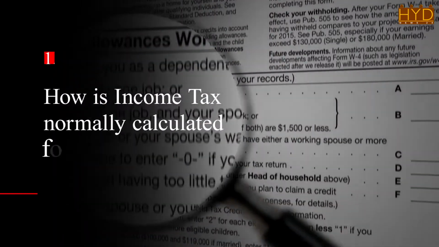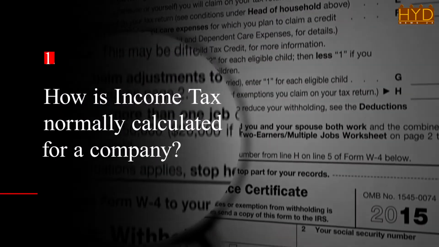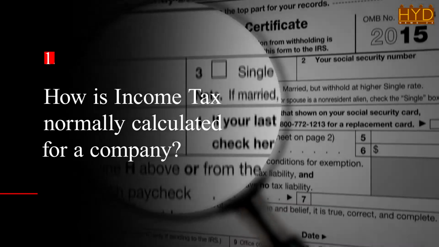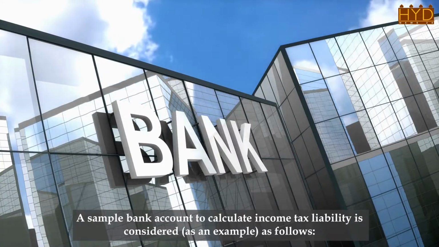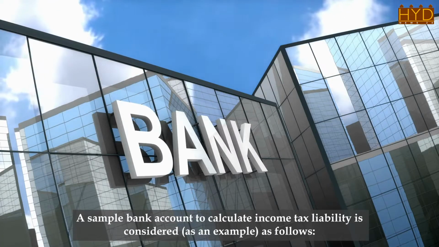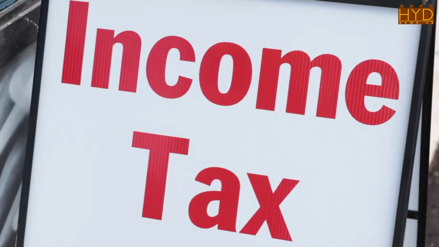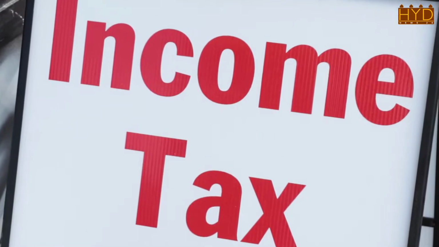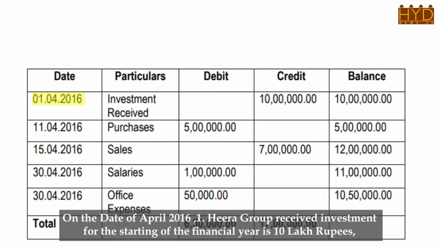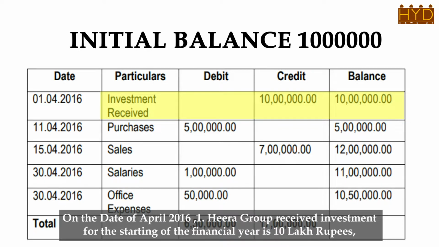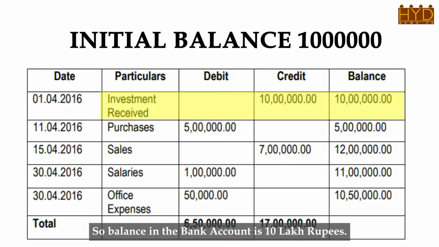1. How is income tax normally calculated for a company? A sample bank account to calculate income tax liability is considered as follows. Let us consider an example. On the date of 1st April 2016, Heera Group received investment for the starting of the financial year is 10 lakh rupees, so balance in the bank account is 10 lakh rupees.